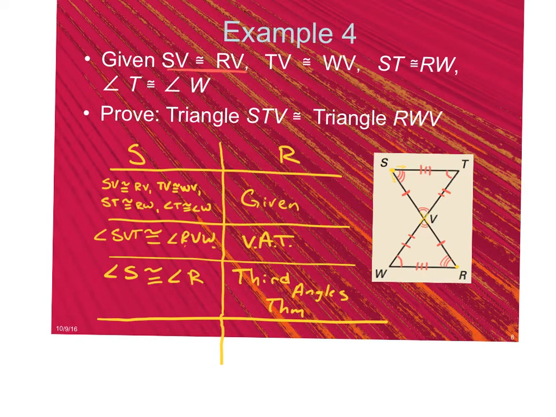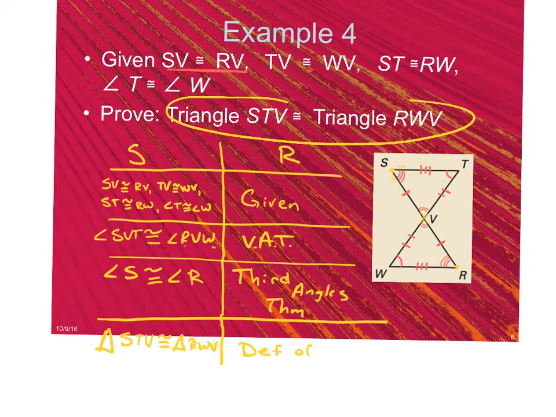Remember, our job now is that we want to prove that triangle STV is congruent to triangle RWV. Colette? Would it be the definition of triangle congruency? Because we needed 3 sides and 3 angles to be congruent. Notice in the very first given, they gave us the 3 sides, they gave us one of the angles, and in the next 2 steps, we proved the other 2 angles. Therefore, we have all 3 sides and all 3 angles. Those triangles are definitely congruent because of the definition of triangle congruence.